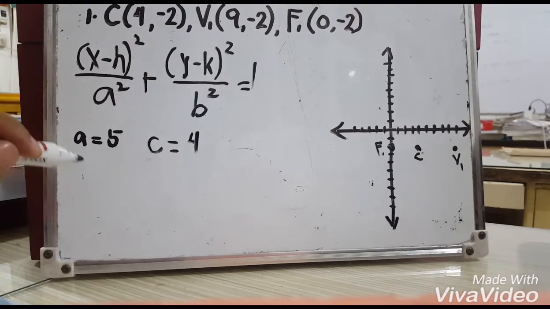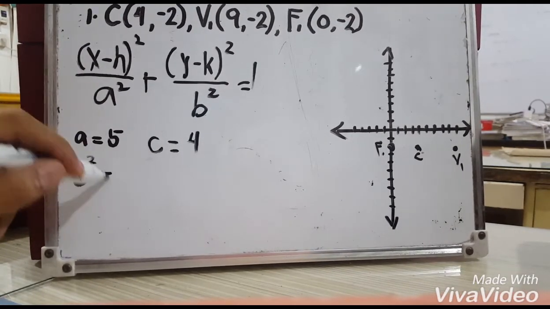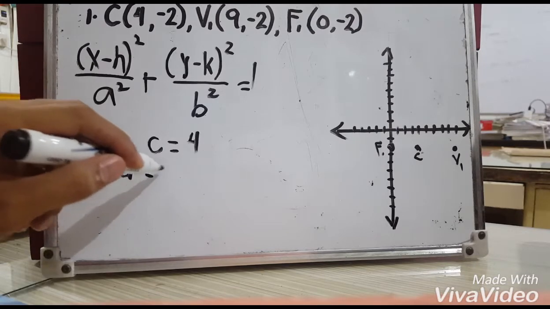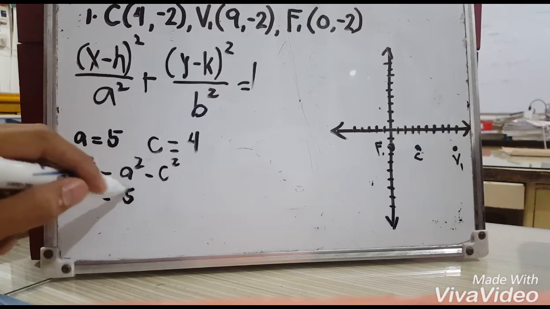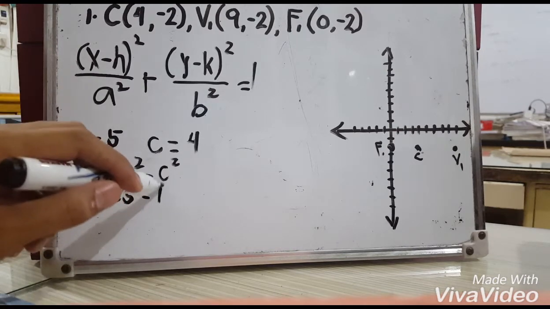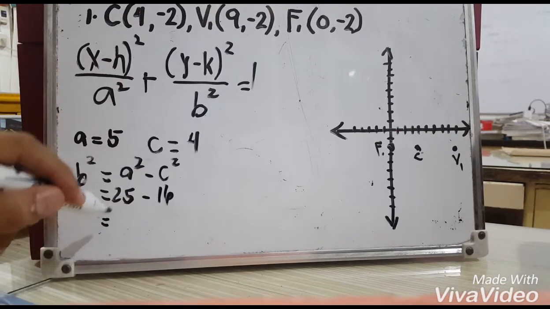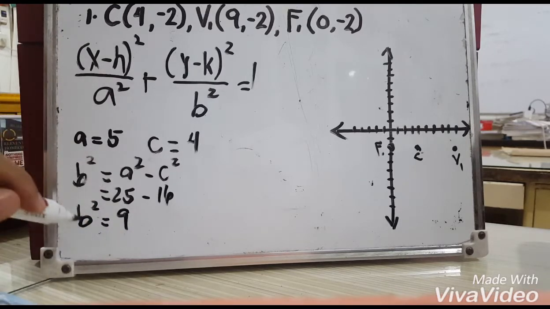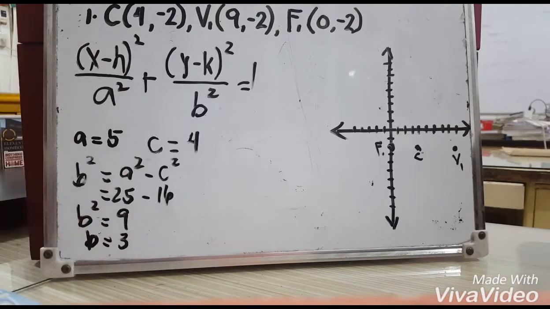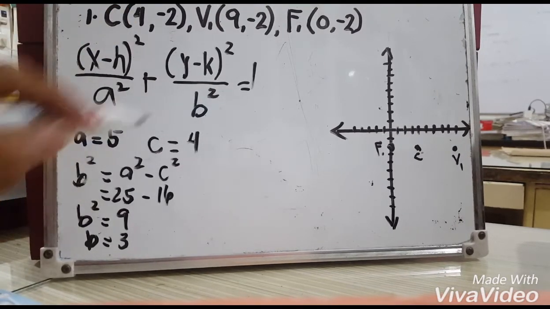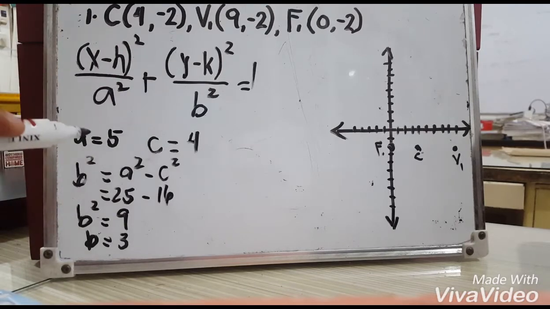And using the formula, b squared is equal to a squared minus c squared. So we have a squared is 25, c squared is 16. So we have here b squared will be equal to 9. Thus, b is equal to 3. So we are now given a, b, h, and k. So therefore, we can now find the standard equation of the ellipse.